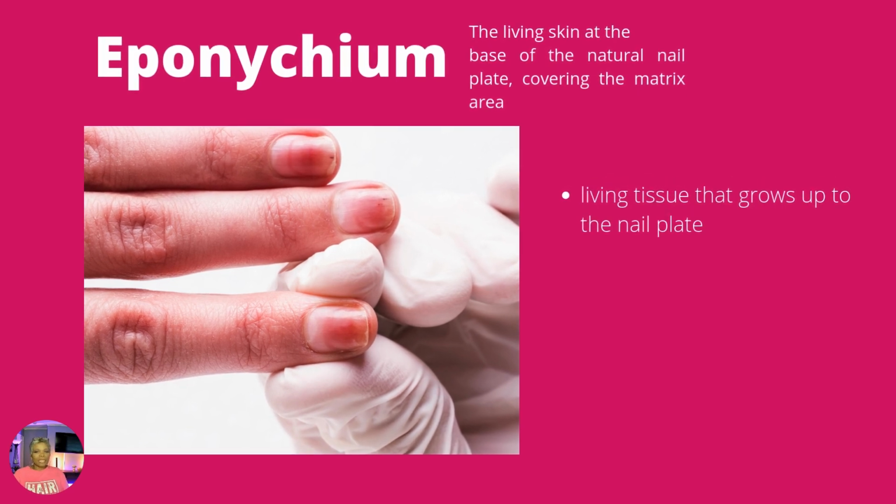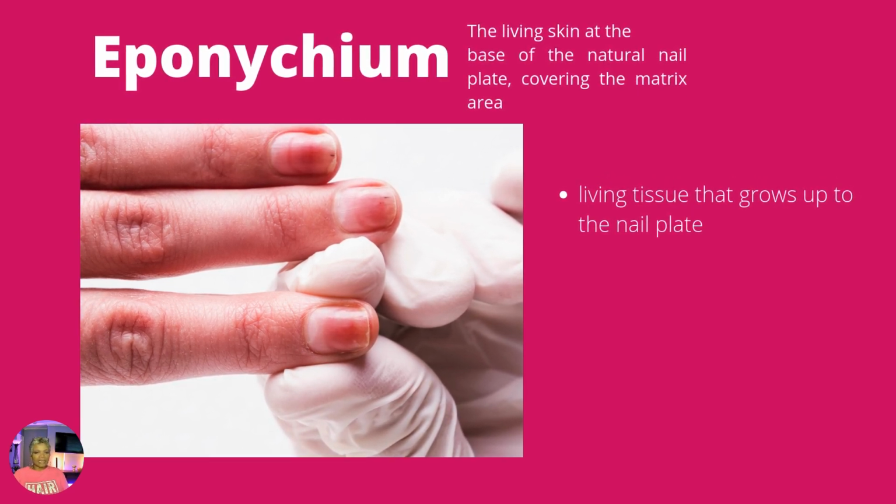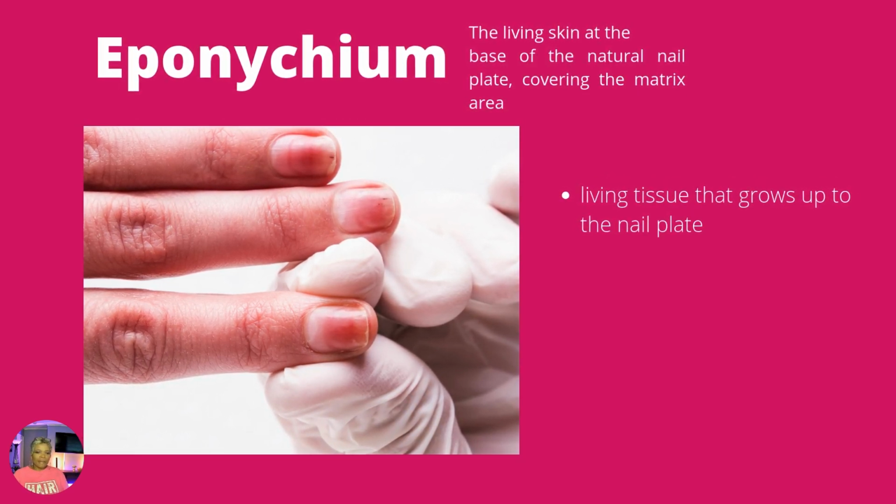Okay, you've got your eponychium, which is the living skin at the base of the nail, which we already talked about, on the natural nail plate, and it's covering the matrix area. So you don't need to be cutting your eponychium, because that's the live tissue that grows out of that plate. When people cut off that live cuticle, or even damage it, it'll start bleeding sometimes, also at the base of the nail. If you push it back too much, it'll actually bleed.